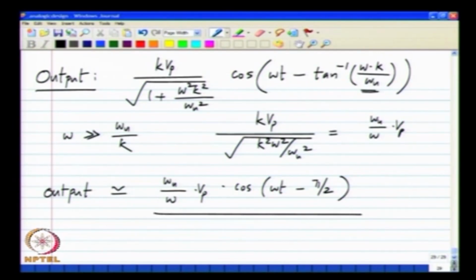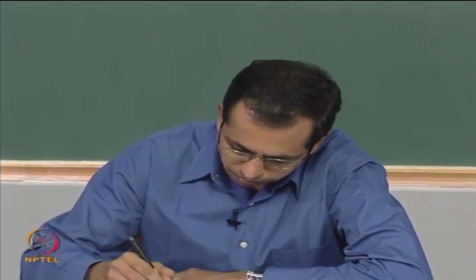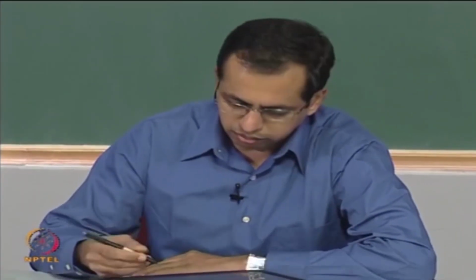So, the output for very high frequencies approximately is omega u by omega times Vp cos(omega t minus pi by 2). Okay. So, you see that first of all the amplitude of the sinusoid has nothing to do with k. The gain has become pretty much independent of k, it is dependent only on the parameter of the integrator. And secondly, the sinusoid experiences a phase lag of 90 degrees. It is not following the sinusoid with a fixed delay, but it has a fixed phase angle of 90 degrees, which means that you can say that it is not following the sinusoid at all.